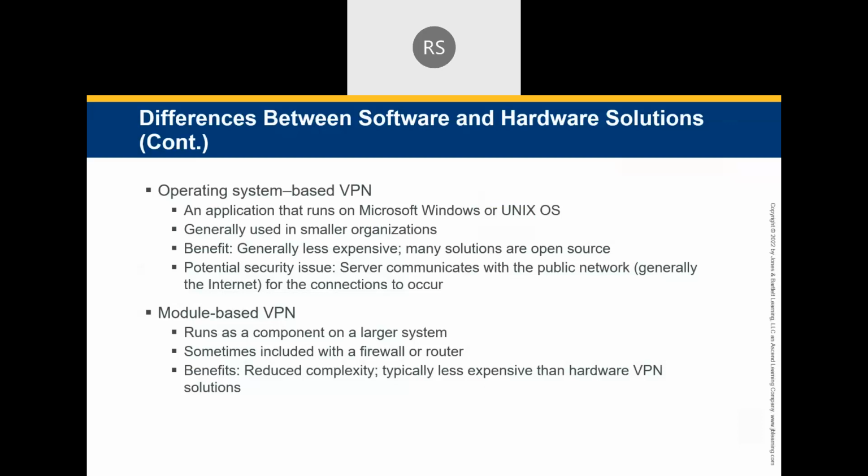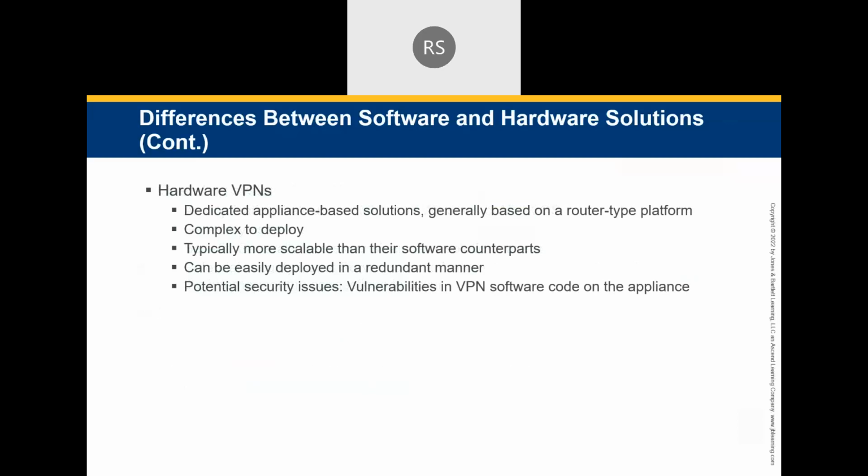We're now going to look at the hardware VPNs. These are dedicated appliance-based solutions, often built on a router-type platform. Now, while they may be more complex to deploy initially, hardware VPNs offer greater scalability compared to their software counterparts. Additionally, they can be easily deployed redundantly, which enhances the reliability of it.